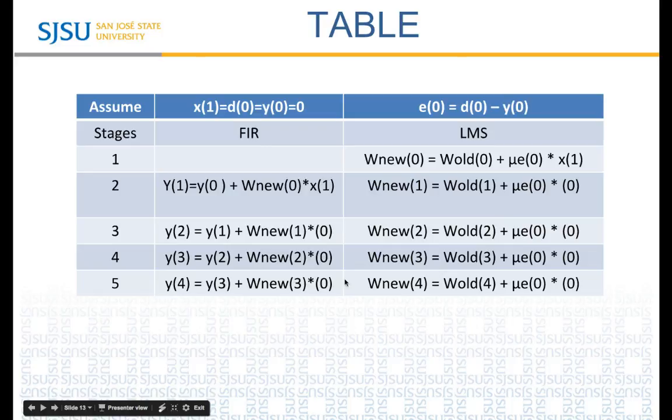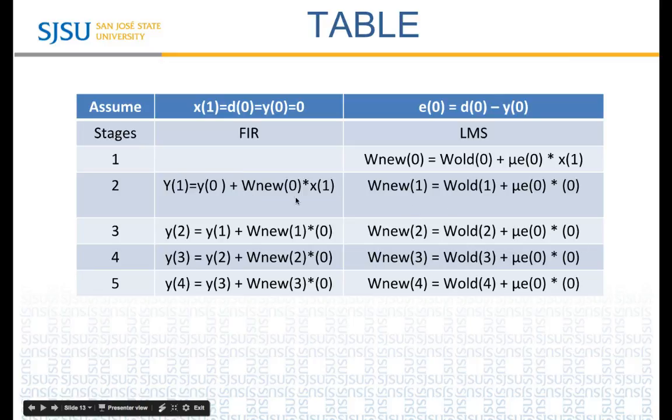This is the table for a 4-tap filter. It is always assumed that initially all the input signals, desired signals and output signals are 0, and hence the first error signal that we obtain is going to be desired minus output signal. So for a 4-tap filter, there are 5 stages. The first stage is because of the error signal we need to calculate. Here, the new weight is calculated using the old weight plus mu into error signal into x of n. As initially the error signal is equal to 0 because the desired and output signals are 0, the new weight is also 0.